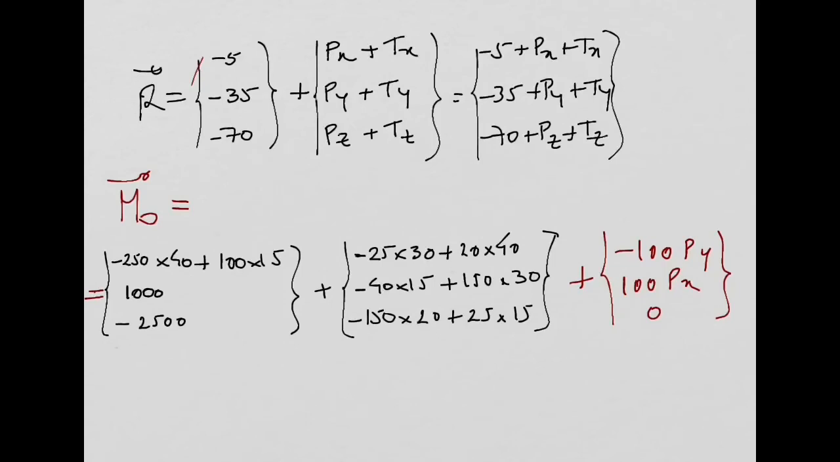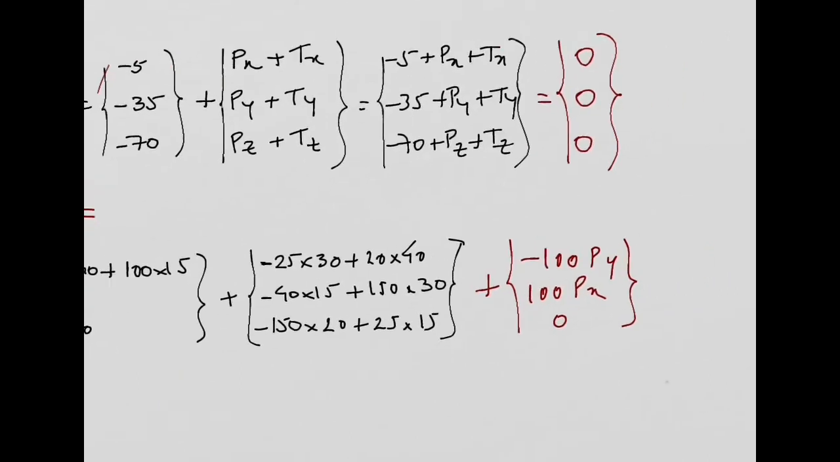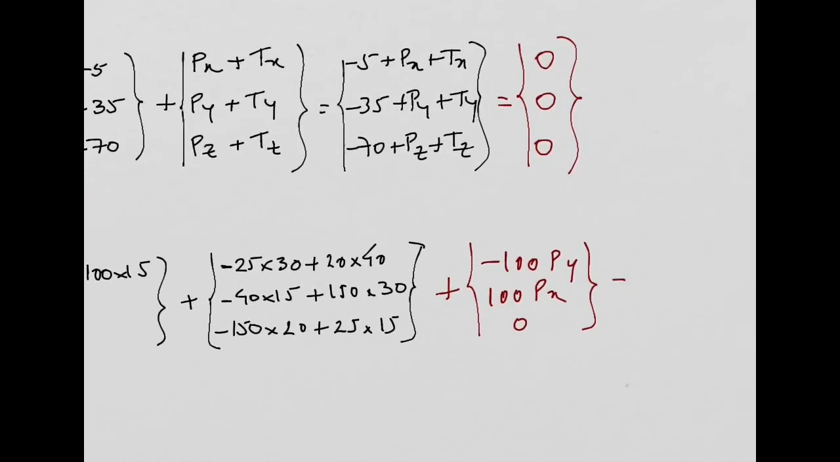And now what I'm going to say is that the resultant of the forces is going to be equal to 0, to be in equilibrium. And the resultant of the moment about point O also needs to be equal to 0 to be in equilibrium. I think it's better to do it here.